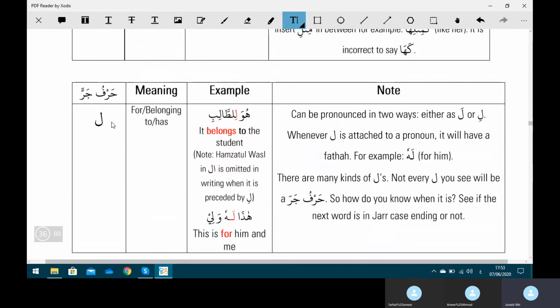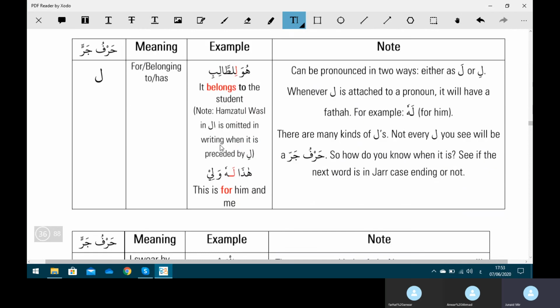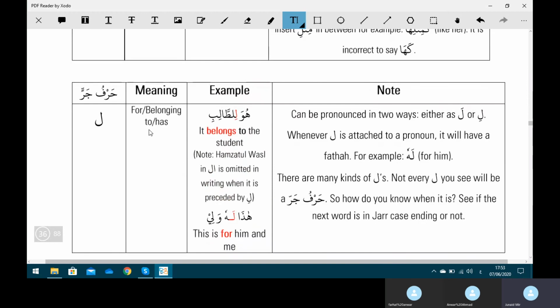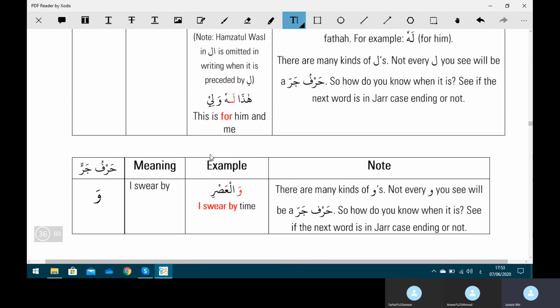And harf jar number four is li. Li means for, belonging to, has. You read the example yourself. It's the same explanation as I gave before. It has its meaning, and what it does is it makes the noun after it jar.